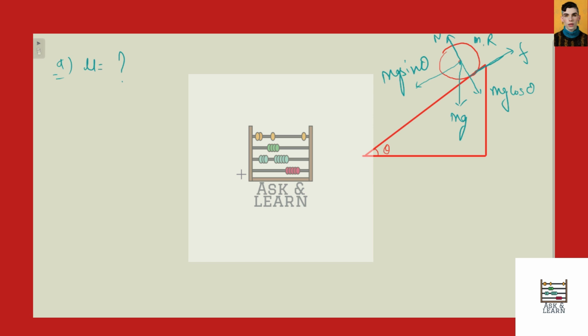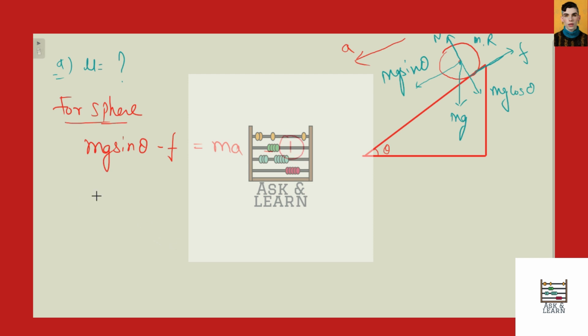So from force balance we can see that for the sphere we can write that mg sin theta minus F, that is the net force, is equal to, let the acceleration of this sphere in this direction be a. So this will equal ma. This is our equation first.